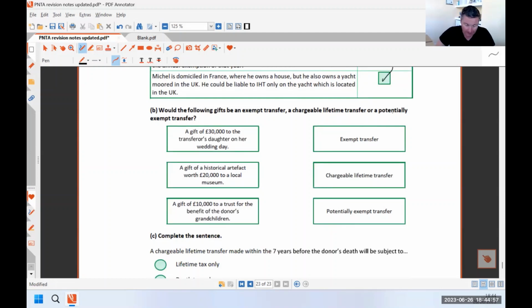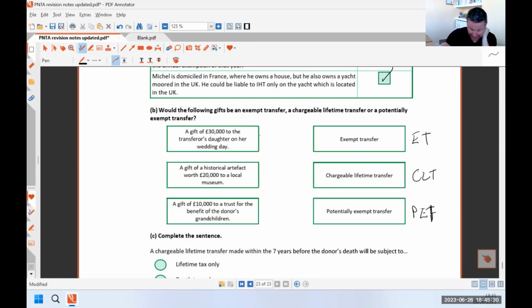Cool. Right, we've got some link the boxes. One of them's going to be an exempt transfer, one's going to be a CLT, and one's going to be a PET. Cool. So a gift of £30,000 to the transferor's daughter on her wedding day. Do we think this is an exempt transfer, a CLT, or a PET?